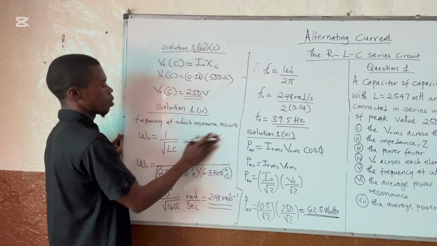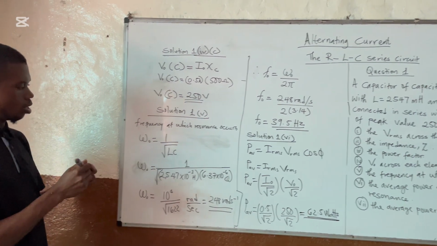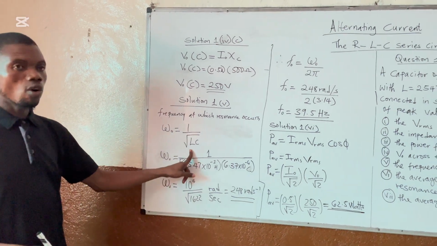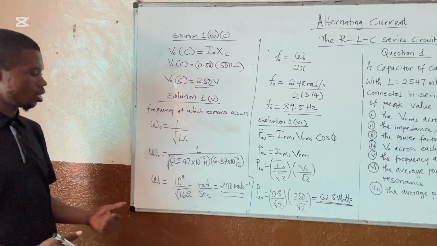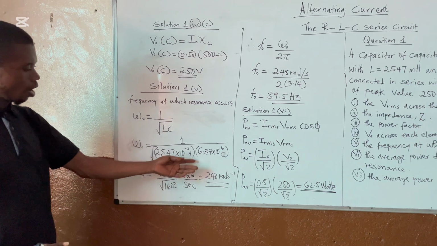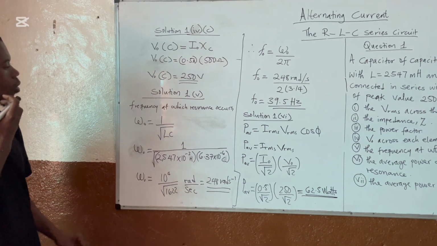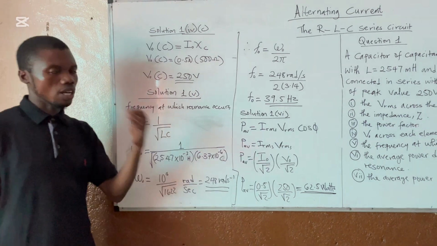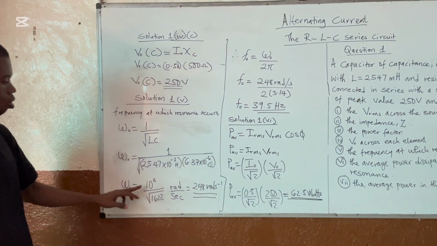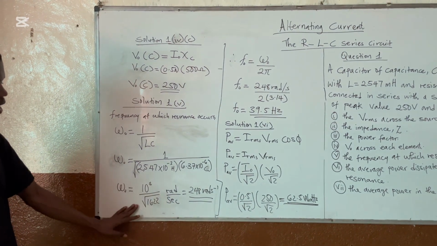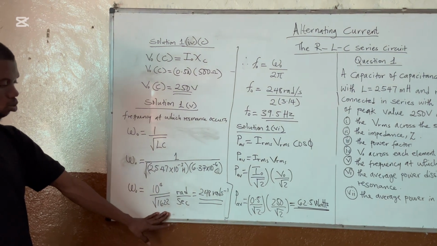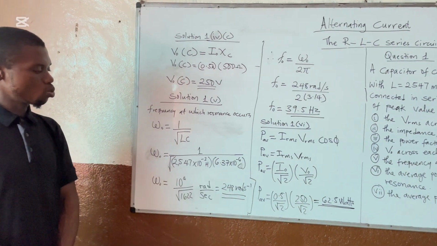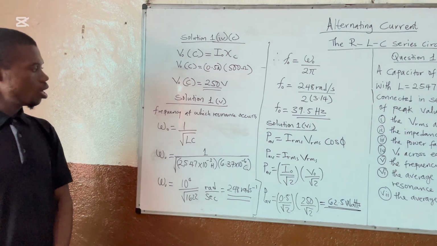Now I'm going to use angular velocity here, omega naught, equal to 1 over the square root of the inductance multiplied by the capacitance. When we plug in the values, because the SI unit of angular velocity is radian per second, we take a factor of 10 here and divide by the square root of 22, multiplied by the radian. Our value will be 248 radians per second.